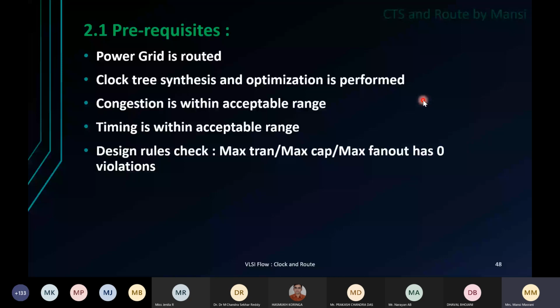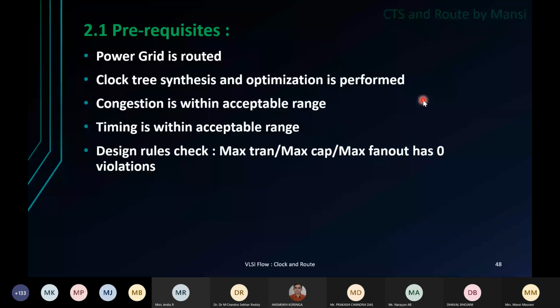Then the congestion is within acceptable range. Timing is within acceptable range. So after the clock tree synthesis also, the design is not timing clean yet. It will try to optimize it however much it can, but that does not mean that your setup and hold time will be 0. Why? Because your signals are not really routed until now. It will get routed now. The real delay values will come into picture now. So it will again start degrading.